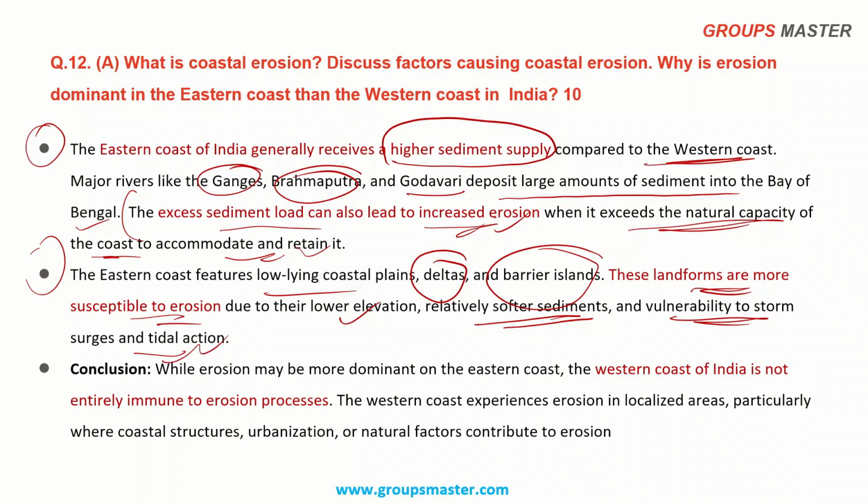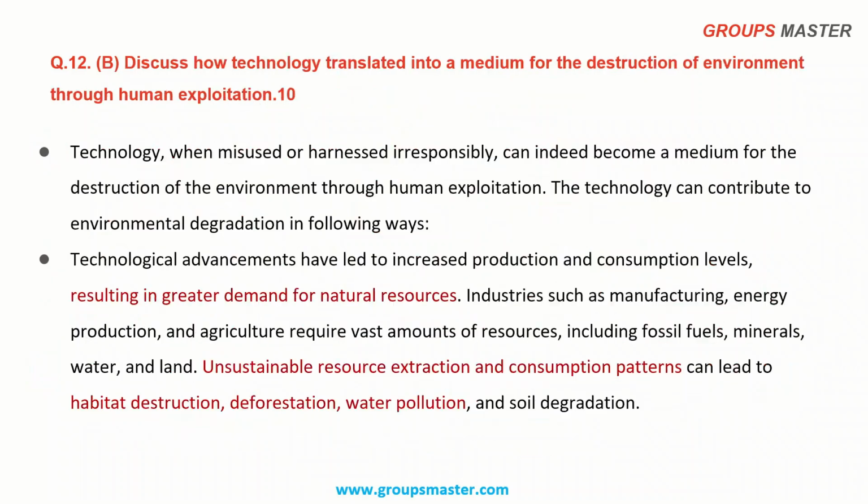So these are the factors which are contributing to the dominance of erosion in the eastern coast. You can conclude this question like this: while erosion may be more dominant in the eastern coast, the western coast of India is not entirely immune to erosion processes. The western coast also experiences erosion in the localized areas, particularly where coastal structures, urbanization, and natural factors contribute to such type of erosion.